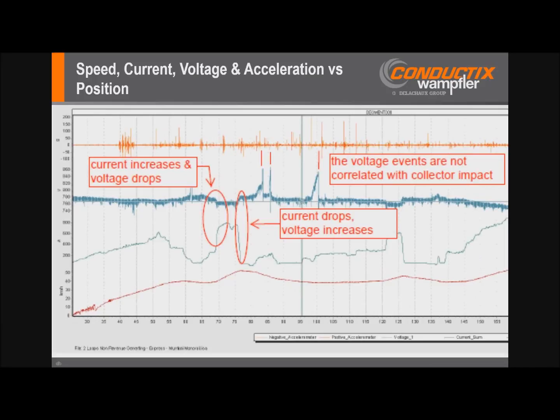This shows some simultaneous data capture from what we call PRIUS, our Power Rail Intelligent Analysis System. We're tracking vehicle speed, we can see the current demand, we can see voltage and how it is varying, and then we can also see the collector bounce. Sometimes these may be co-located, one problem may cause another. Obviously, when current increases, we expect the voltage to drop. Not all of the voltage events in this system were correlated with the collector impact.